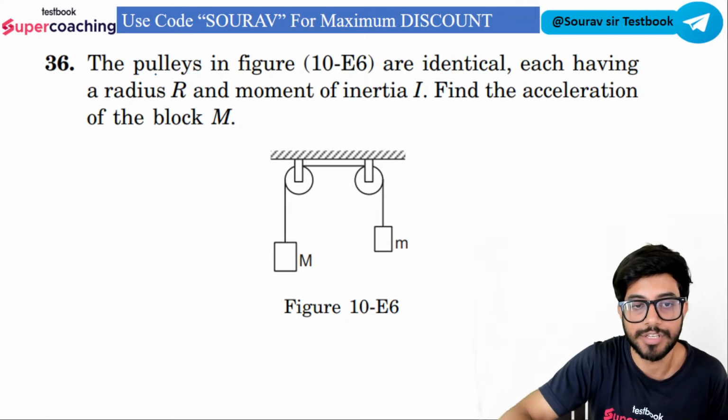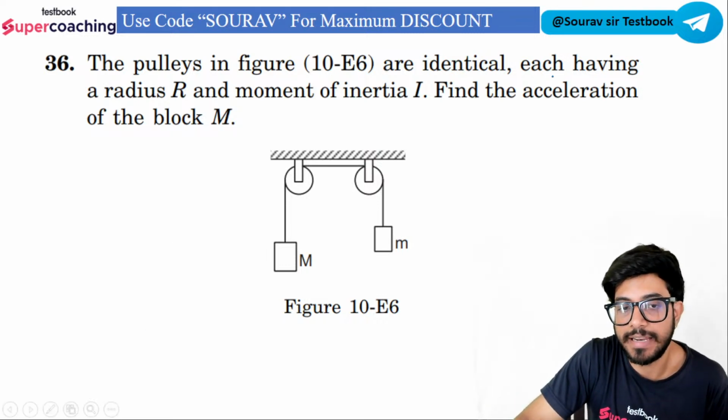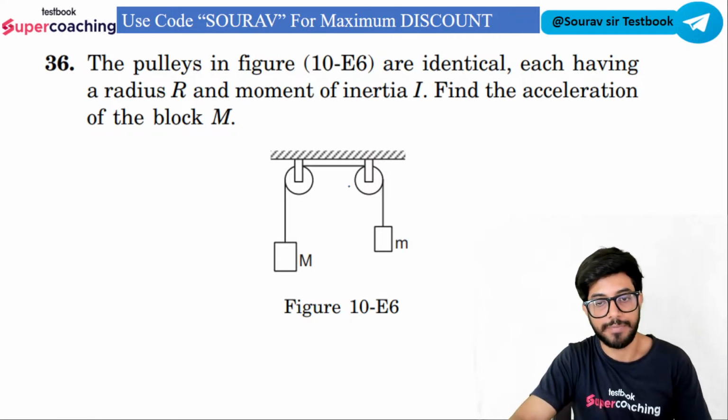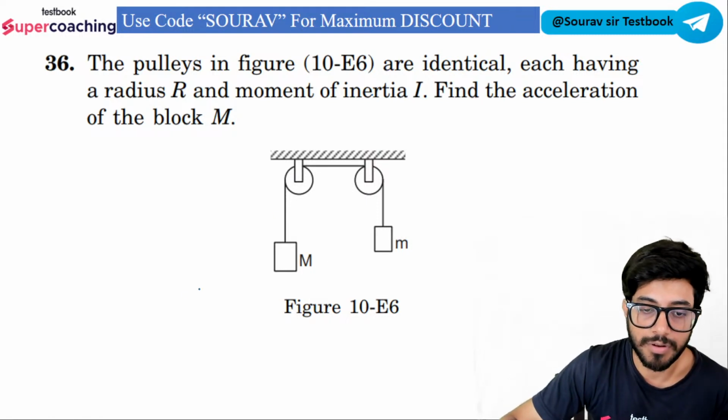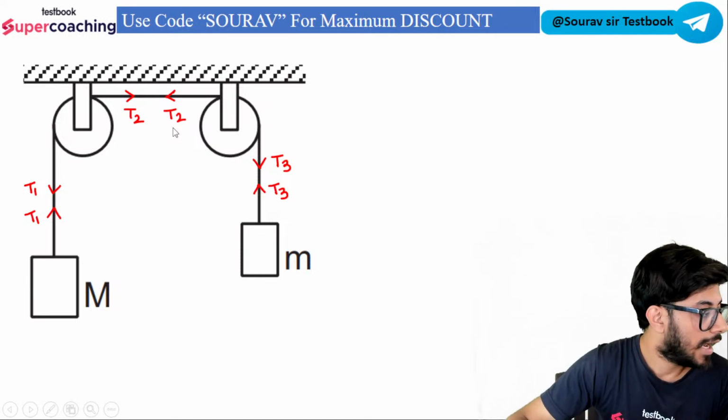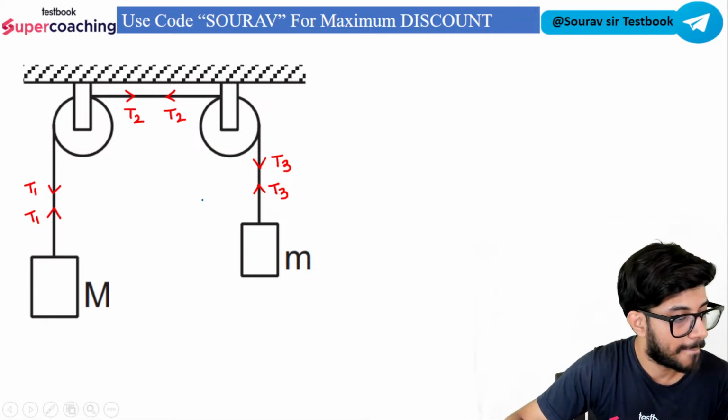Now let's solve this question. The pulleys in the figure are identical, each having radius r, moment of inertia I. Find the acceleration of the block of mass capital M. So we have just drawn it here, and let's solve this now.